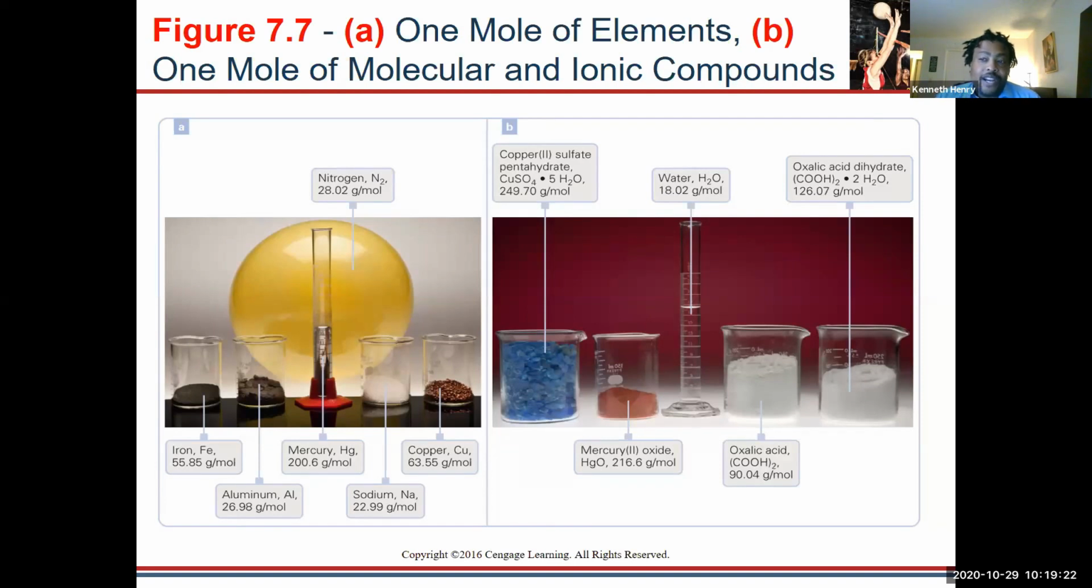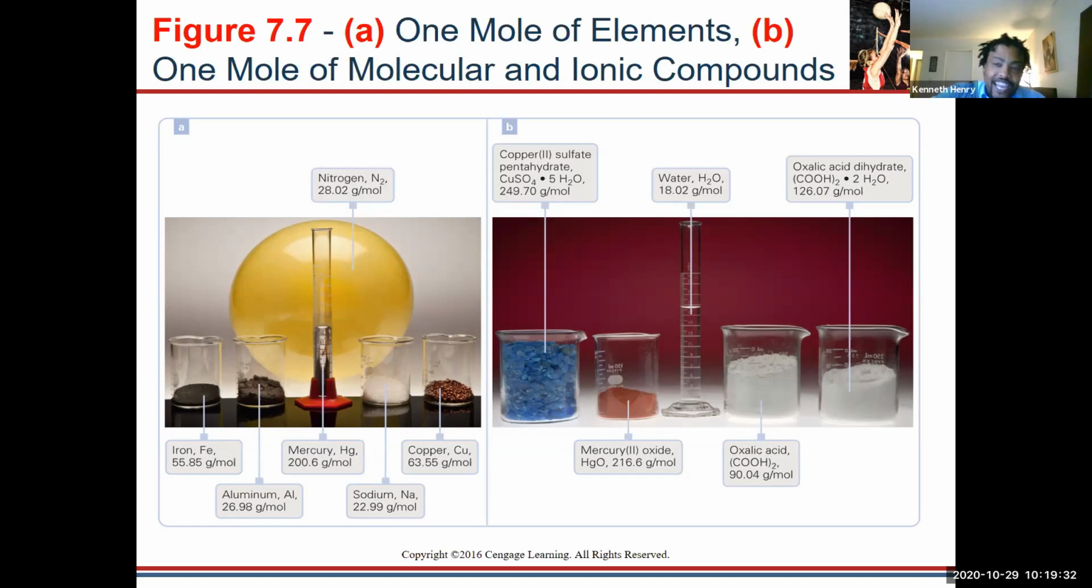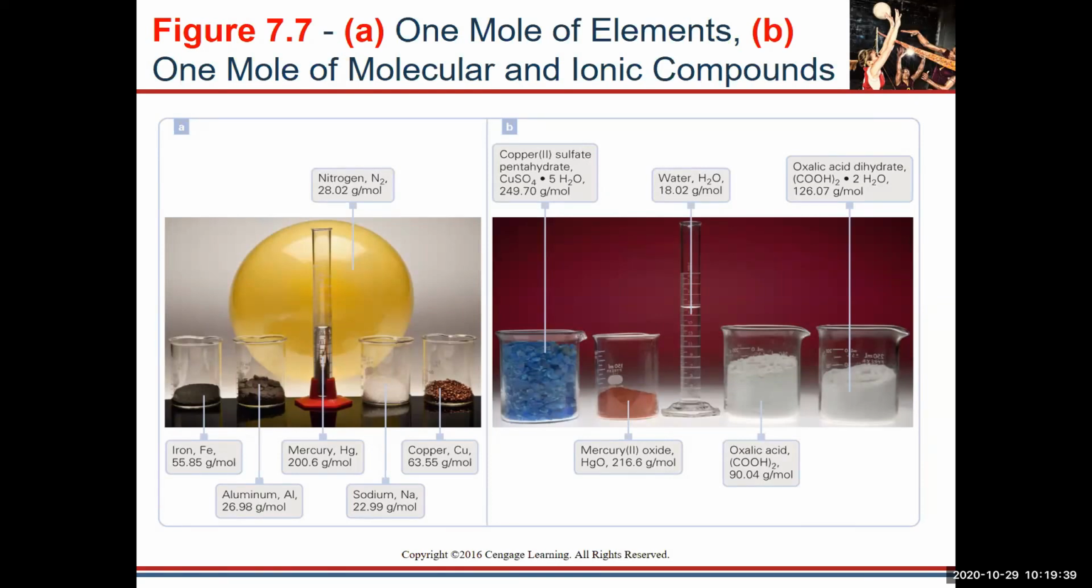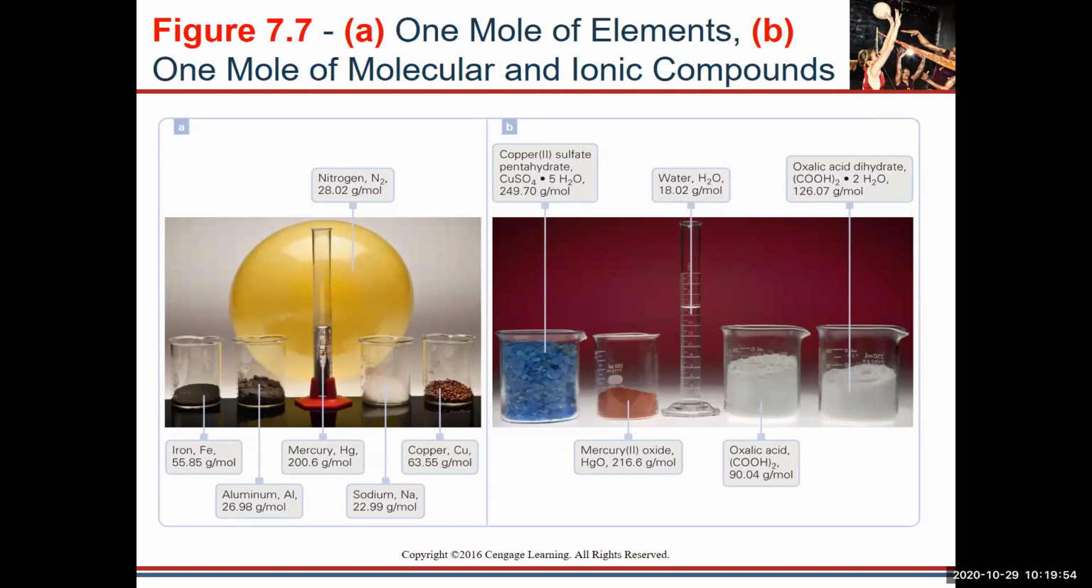So if that is 55.85 grams, how many atoms must be in there? 6.02 times 10 to the 23rd. So in that cup, there is 6.022 times 10 to the 23rd atoms of iron. So that also means in that other cup with aluminum, there is 6.022 times 10 to the 23rd atoms of aluminum. Okay, so do you guys see it now? Do you see how often we will make that mistake, right? Yes. Okay.